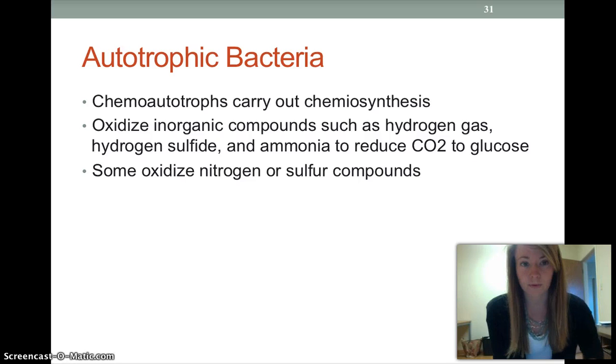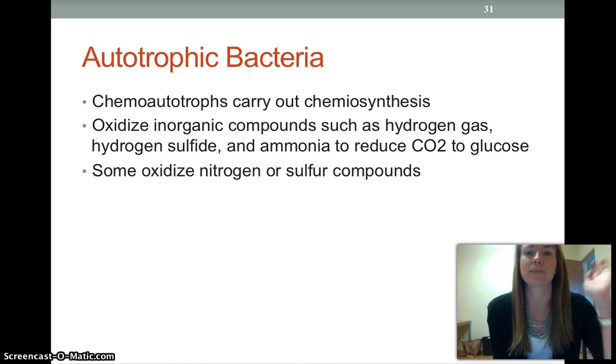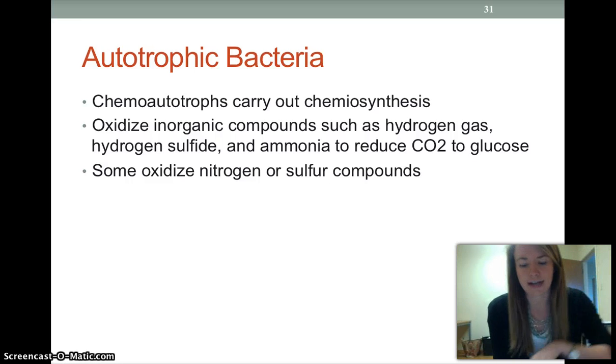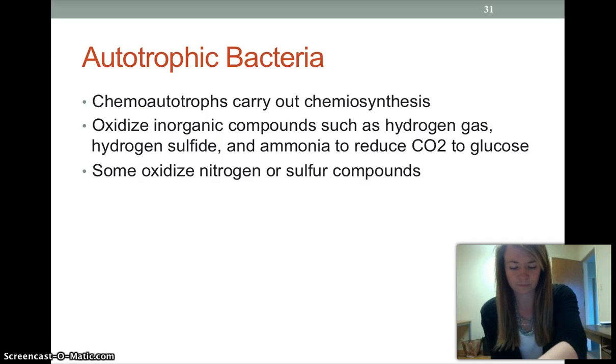Some bacteria are capable of oxidizing nitrogen or sulfur compounds. This is very important to all environments because we need to recycle all of our chemicals. And if you've ever heard of the nitrogen cycle or the sulfur cycle, we rely on bacteria as a key component of these.